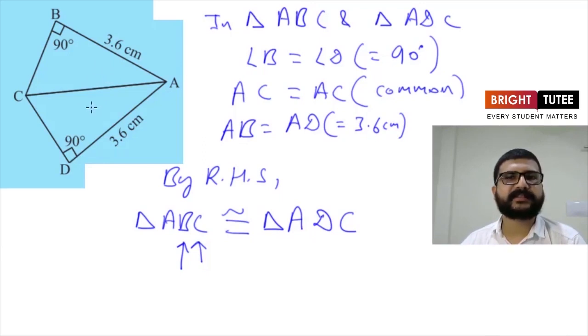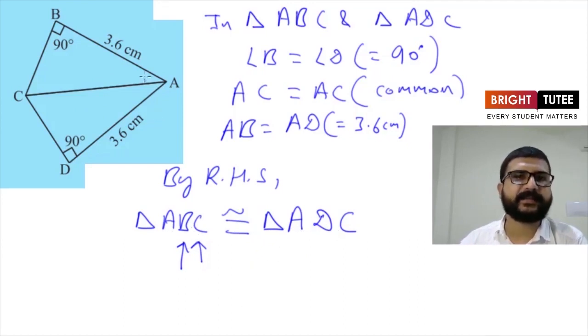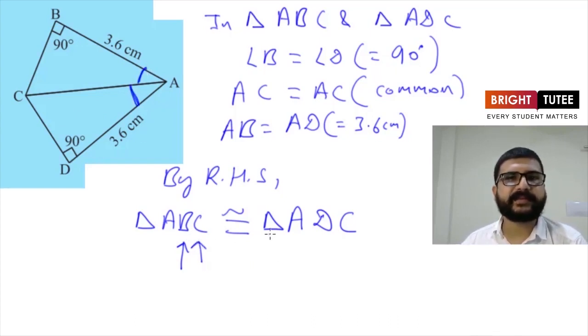Here also we have used the RHS criteria for showing that these two triangles are congruent, and the relation came out to be triangle ABC is congruent to triangle ADC. Now from this relation itself we can say angle A of triangle ABC is equal to angle A of triangle ADC. It means these two angles are equal, this one and this one. And then angle B is equal to angle D, this we already know, they are 90 degrees each. And angle C of triangle ABC, that is this angle, is equal to angle C of triangle ADC, that is this angle. Now these two angles are also equal.